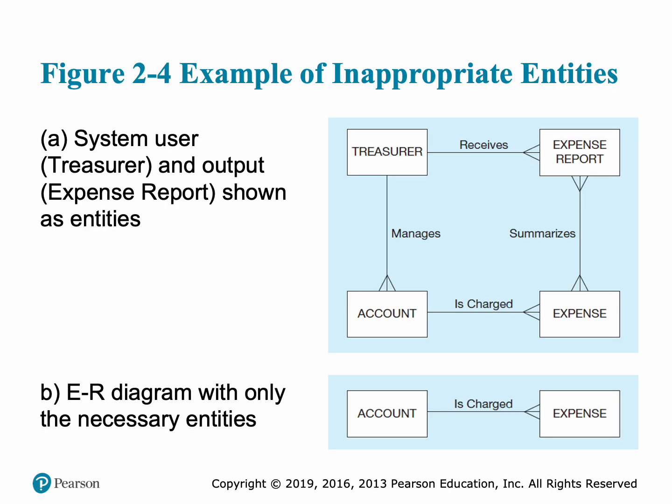So this figure illustrates a mistake many novices will make. The treasurer is the user of the system, and the expense report is an output of the system. Neither of these are entities that should be represented in the database or the ER or entity relationship model. The ER model should represent the objects that are of interest to the user and that will be displayed in system output.